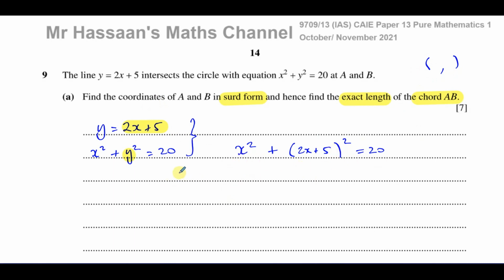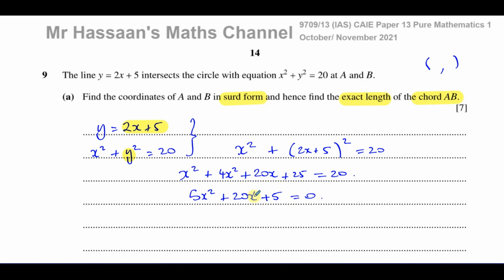Now we need to expand the brackets. We have x squared plus, when you expand a square bracket, you square the first term. Remember to square both the number and the letter, so 4x squared. Then you multiply these together and double it, so that's plus 10x times 2, which is 20x. And then you square the last term, which gives you 25, and that's equal to 20. Now I'm going to simplify. I have 5x squared plus 20x, and 25 minus 20, which is plus 5, equals 0.